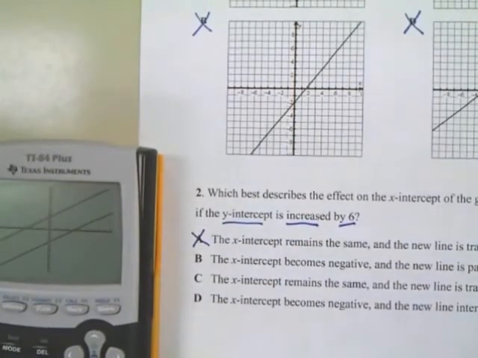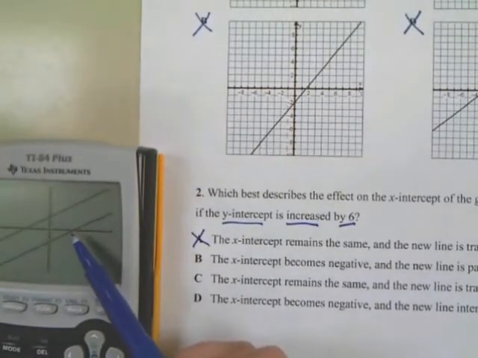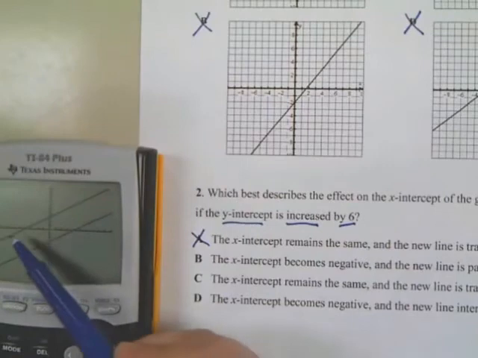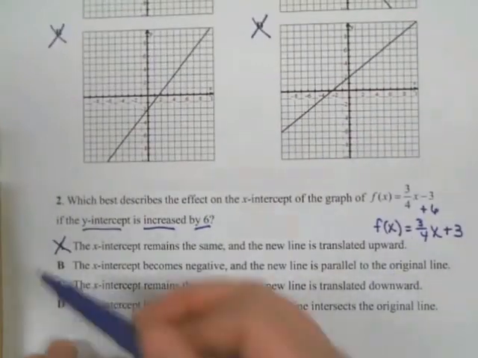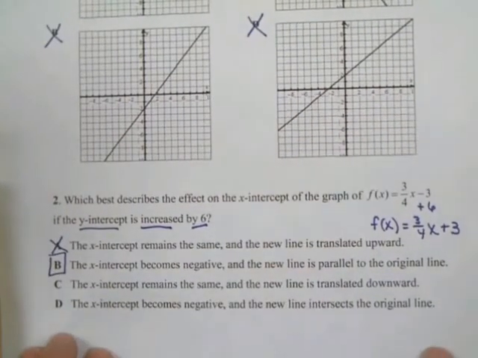The x-intercept becomes negative, and the new line is parallel to the original line. The original x-intercept was positive. The new x-intercept did become negative. The slopes indeed were the same, so the lines are parallel, so the correct answer is B.